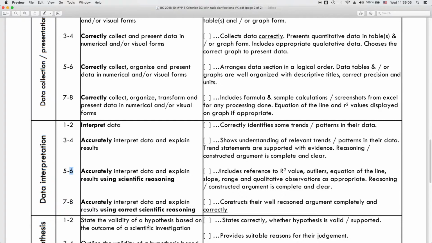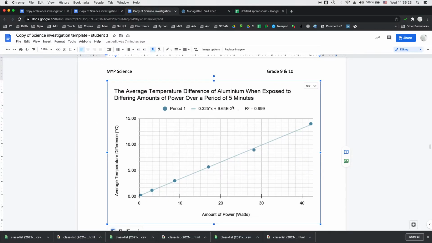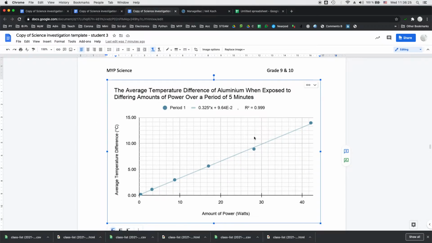I would say this probably gets a 5. There's some understanding of a linear relationship that has been described correctly. There's a comment on the r squared value. There could be significantly more, so 5 would be the maximum that I would give for this. And the last one, let's have a look at what it says here.